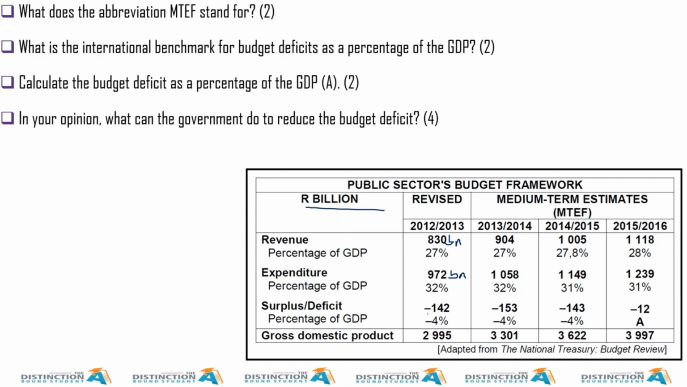What does the abbreviation medium term expenditure framework stand for? Right, what is the international benchmark for budget deficit as a percentage of GDP? That will be 3%. Then calculate the budget deficit, for A. So that will be this one. It's the same way they did this. So calculate the budget deficit as a percentage of the GDP.